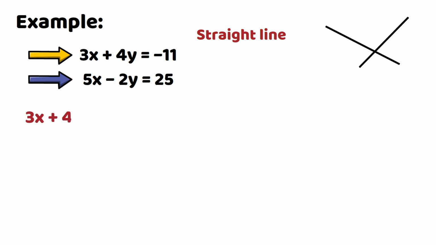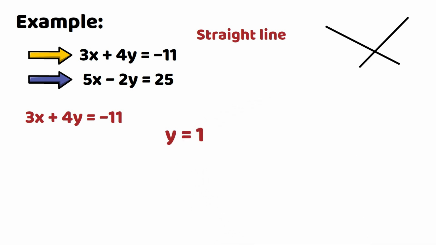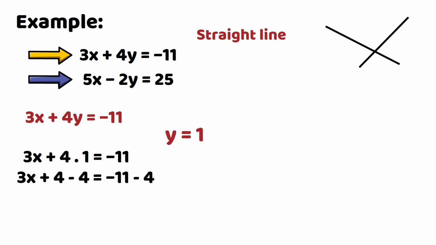Let's graph the 3x plus 4y equals negative 11. We just need 2 points. So let's first pick y equals 1. Why not? If we do, then we get 3x plus 4 times 1 equals negative 11. Subtract the 4 from each side, and we have 3x equals negative 15, and x turns out to be negative 5.